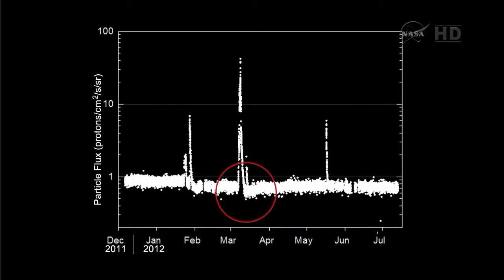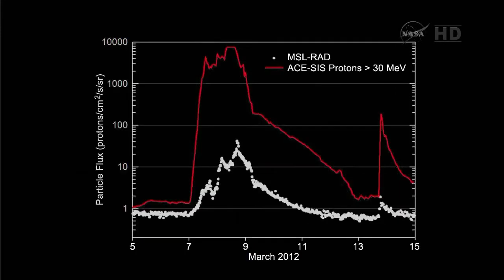Just centering in on this region here in March. There were two storms, two events back to back. And if we have the next graphic, this shows a blow-up of this region. So the white data is the RAD observations, which, as I mentioned, increased by about an order of magnitude in terms of the particle flux density.